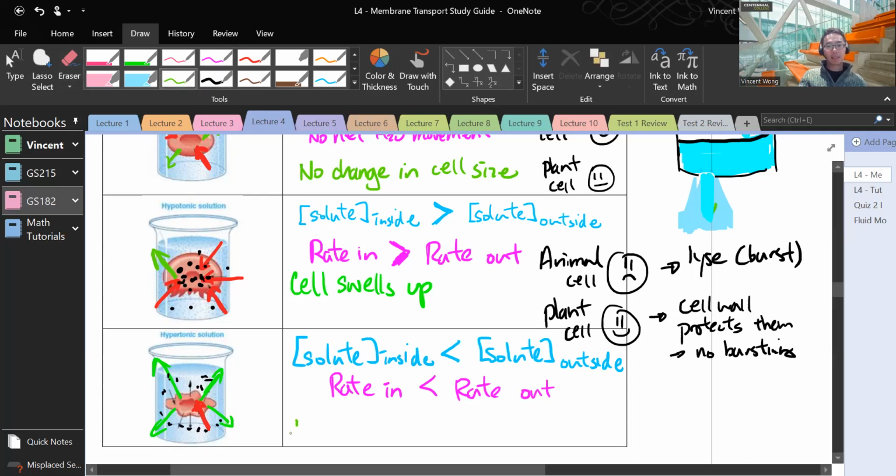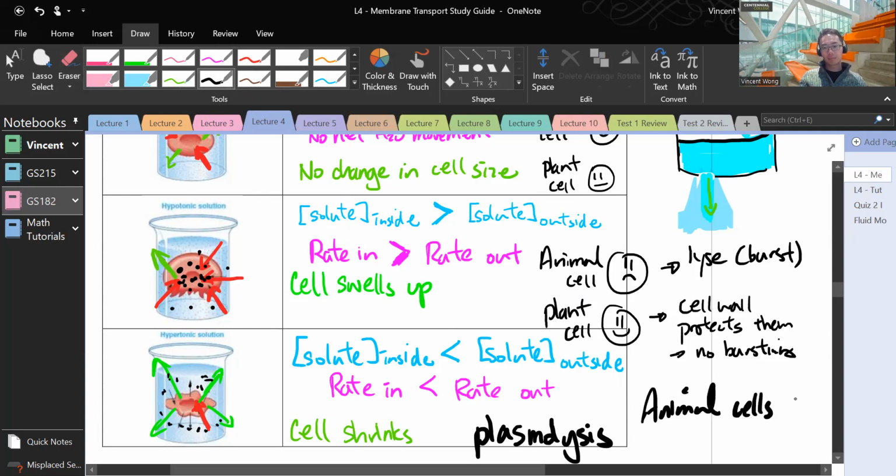Okay, so in both cases here, for plant and animal, the cell will shrink. Okay, and we call this plasmolysis. So the plant cell is not going to be happy. Animal cells are not too happy either. They're not sad, not like bursting sad, they're just not too happy. We could do better. But plant cells, definitely not happy.